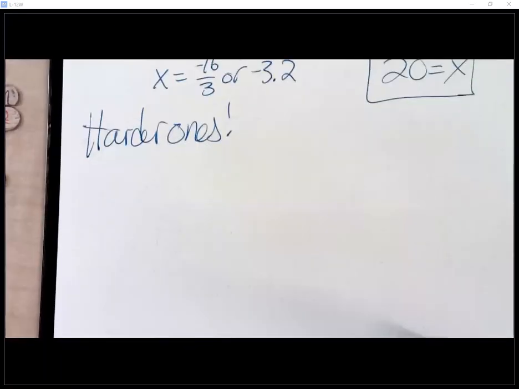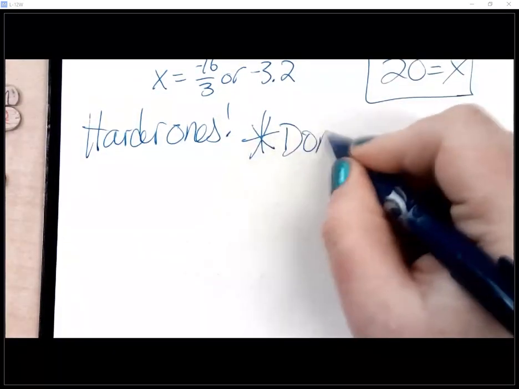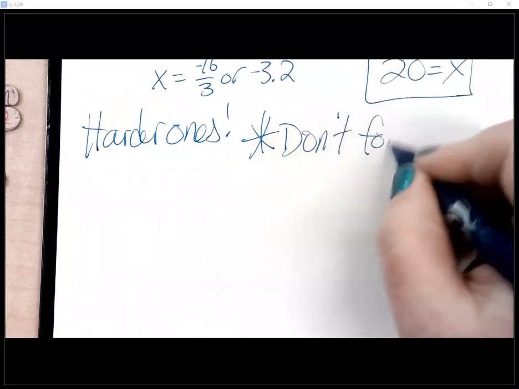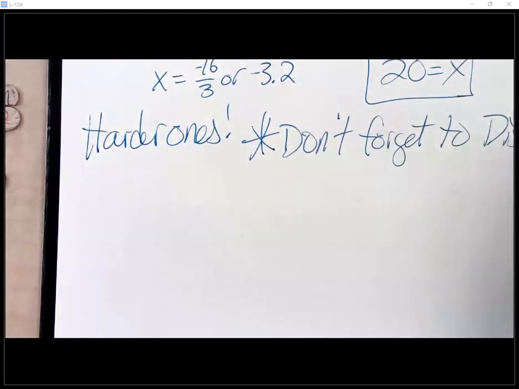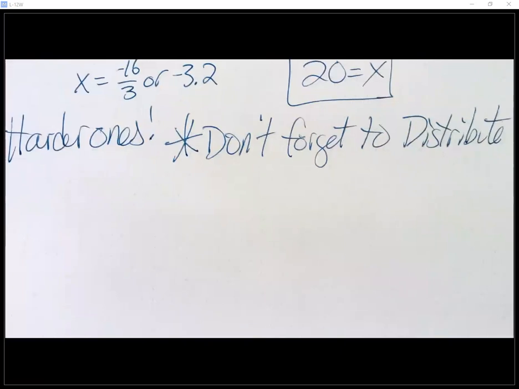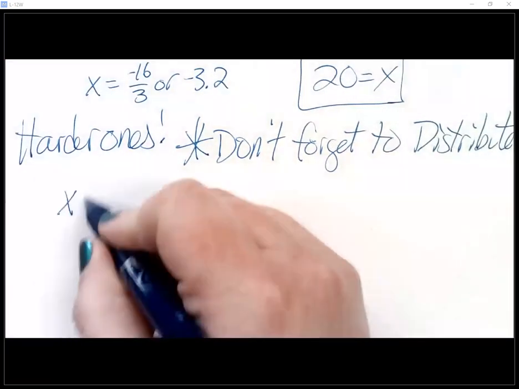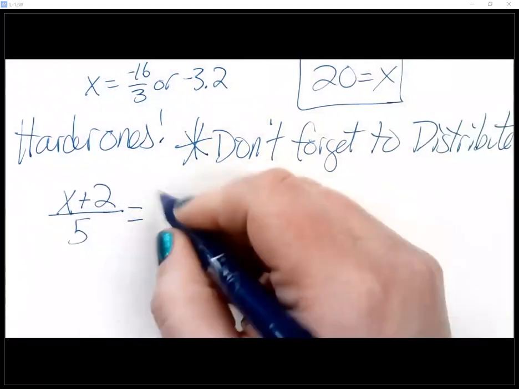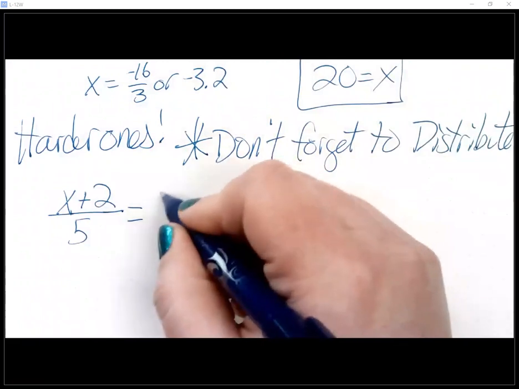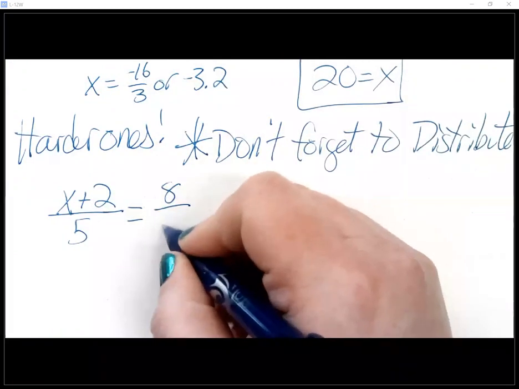So I'm going to put a big star on these harder ones. And my big reminder is don't forget to distribute. So sometimes you'll get a problem that looks like this. Something like x plus 2 over 5 equals, I don't know, 8/15. Let's do that.